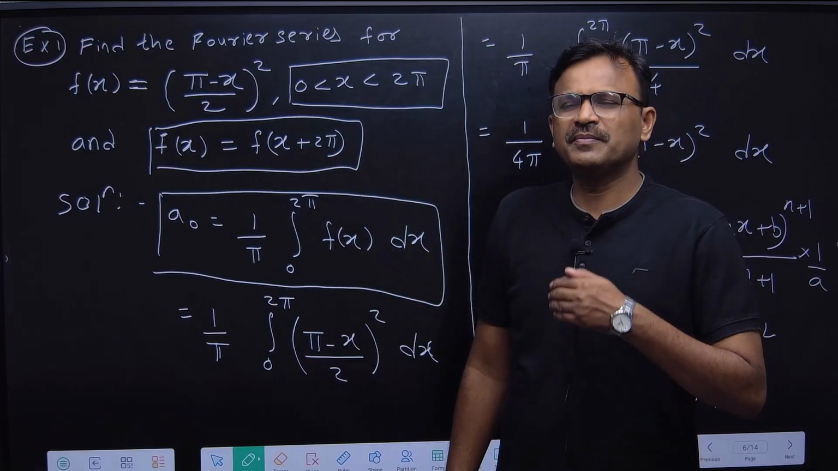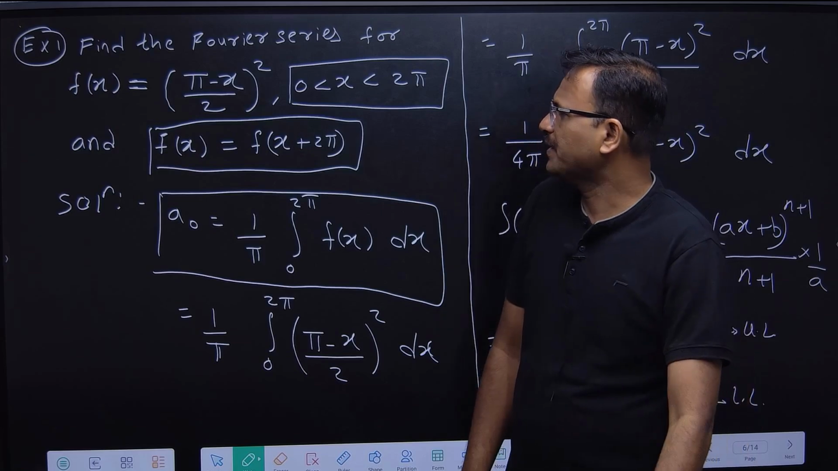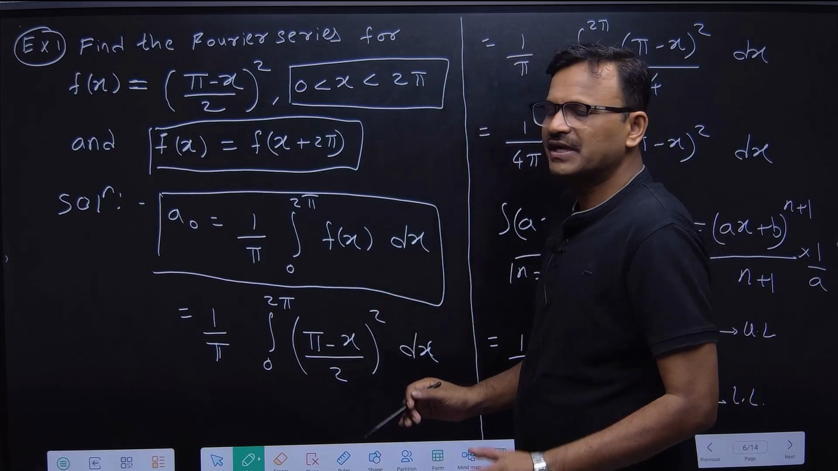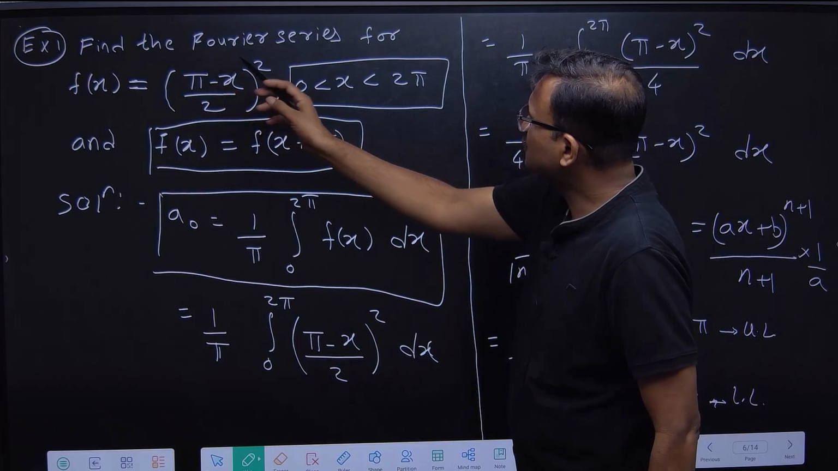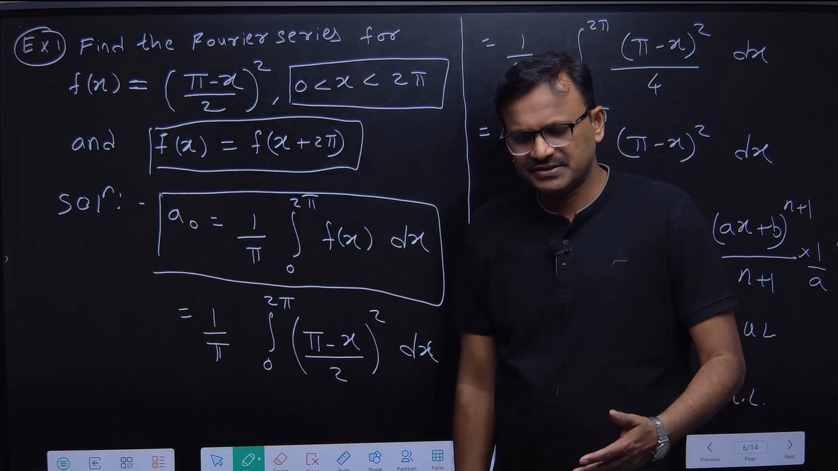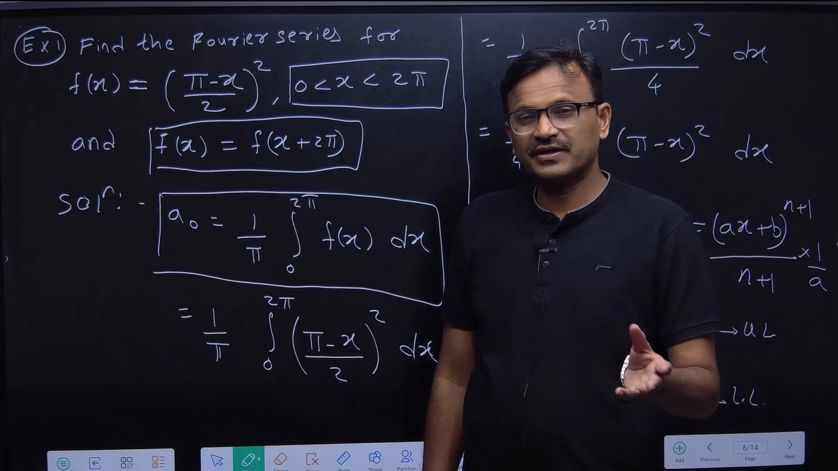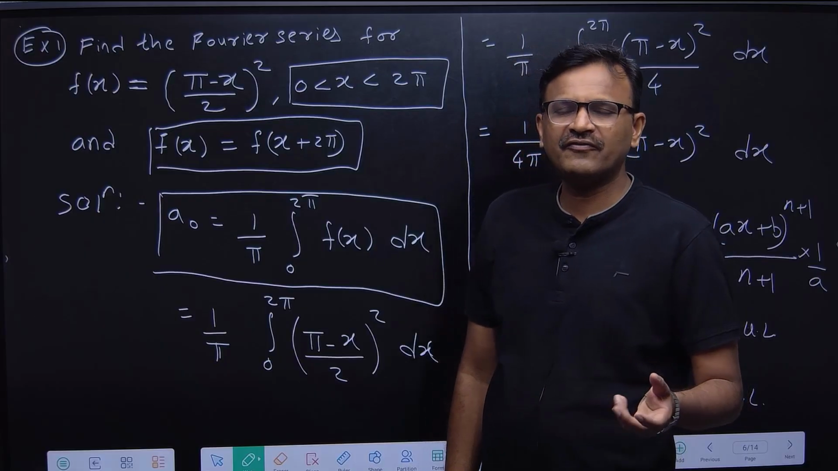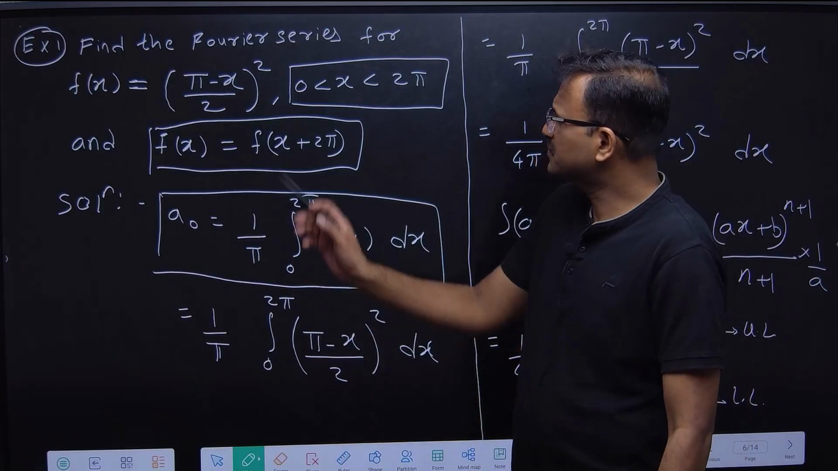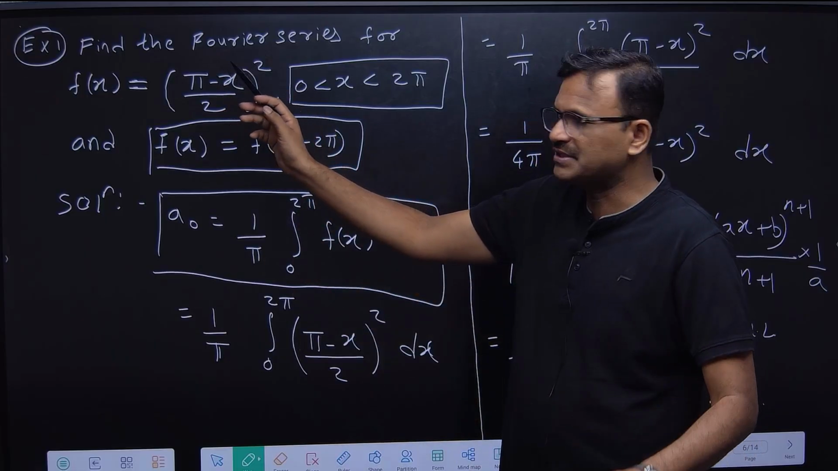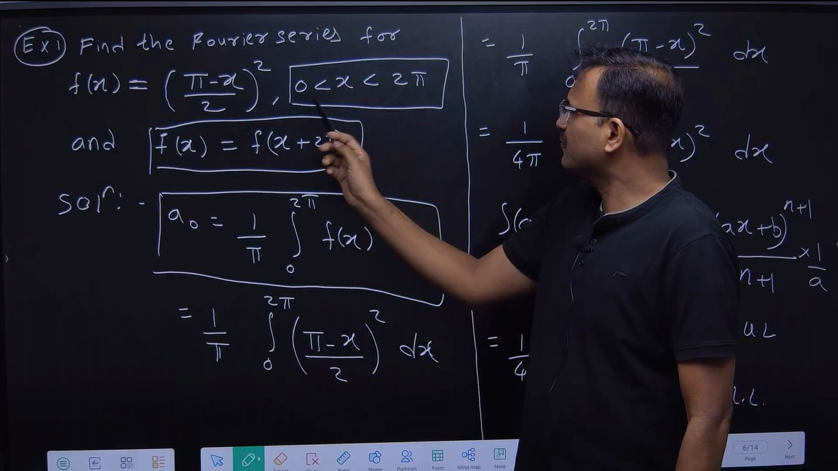So the function is going to repeat its value after an interval of 2 pi. The important thing that we have to see in this question is what is asked. It is asked to find the Fourier series. Later on, you will find in some other types, it is asked to find the half range Fourier sine series or half range Fourier cosine series. So we should first check what is asked. Here it is asked to find the Fourier series, and the interval is 0 to 2 pi.